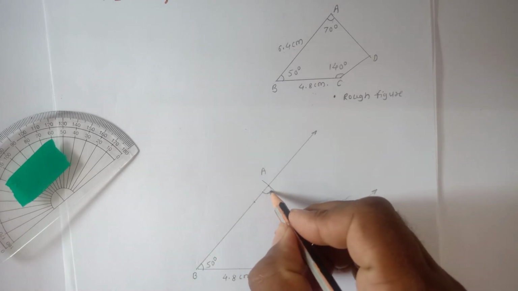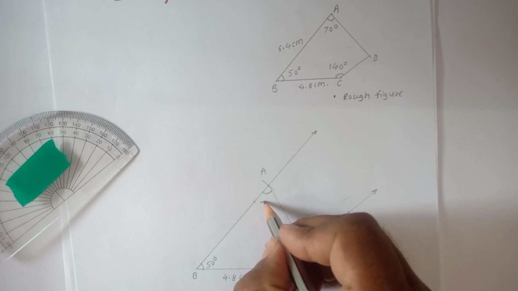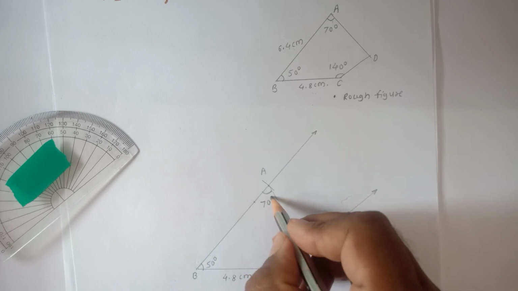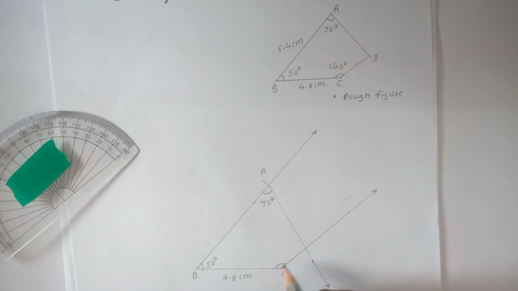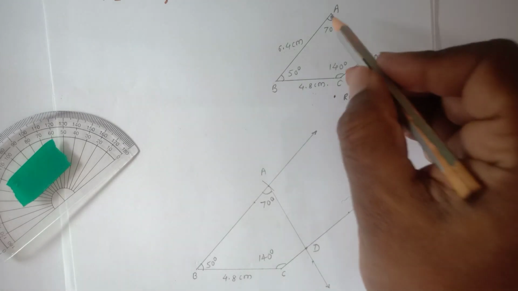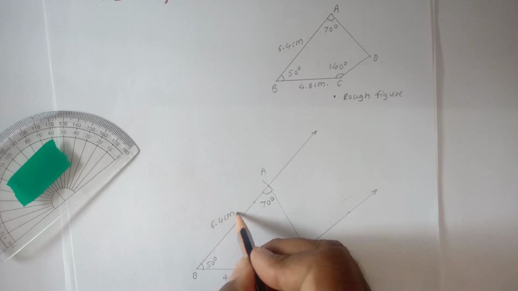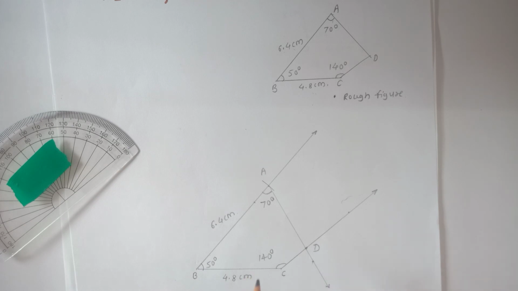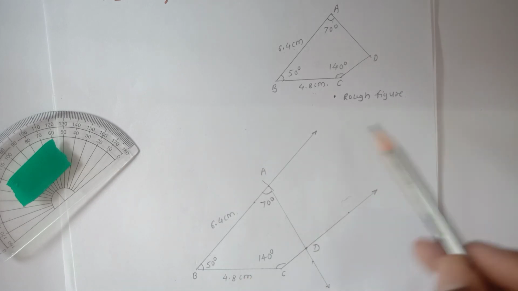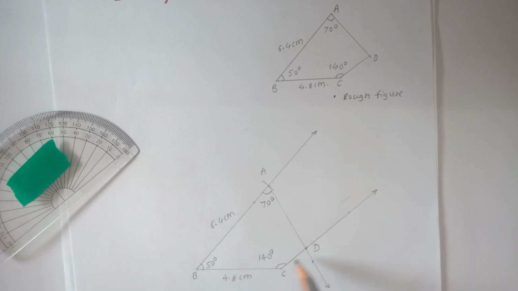Now this angle is 70 degree and this angle is 140 degree, and this point of intersection is point D. Now length of AB is 6.4 centimeter. In this way we have constructed quadrilateral ABCD.